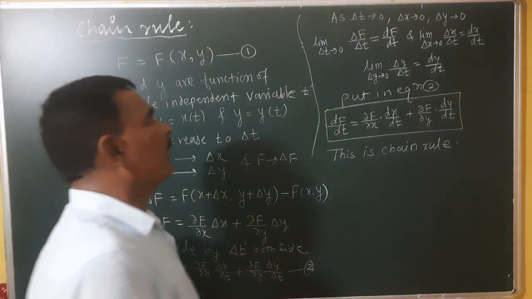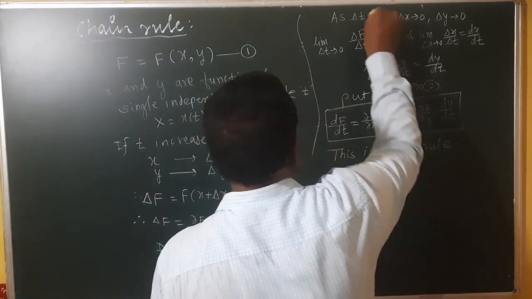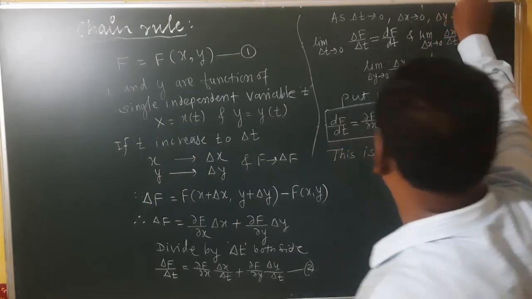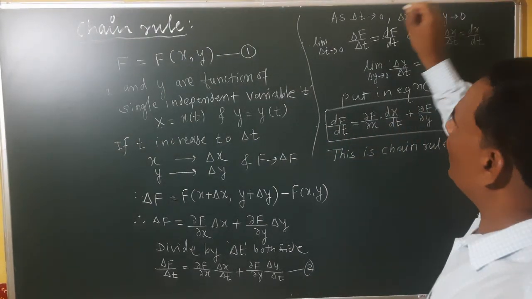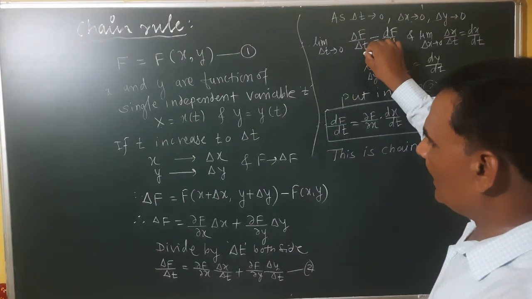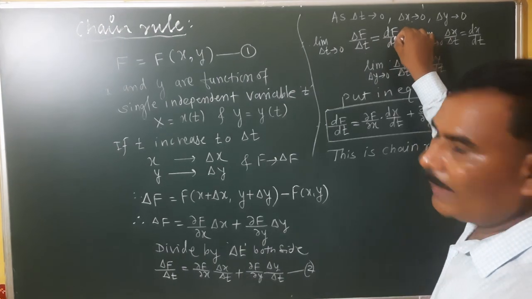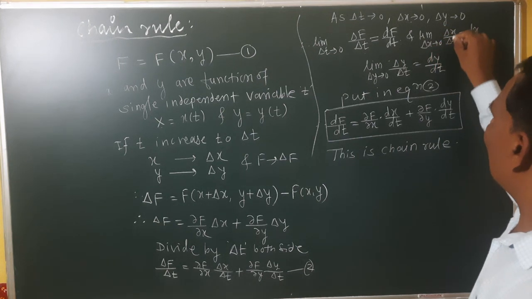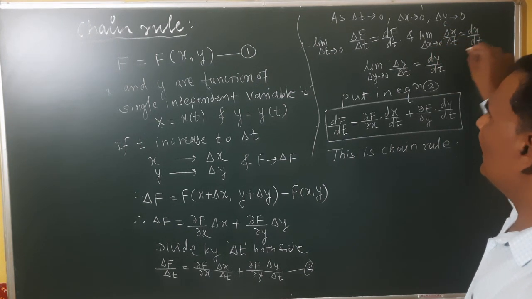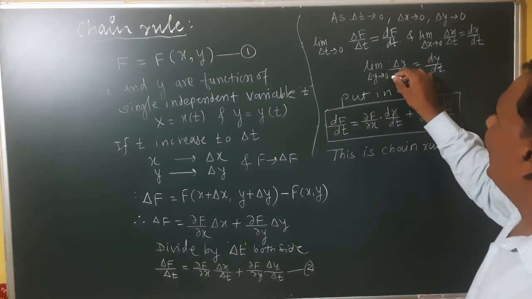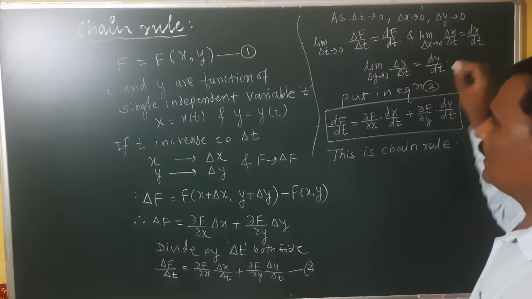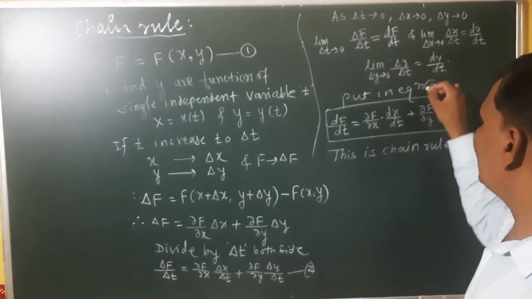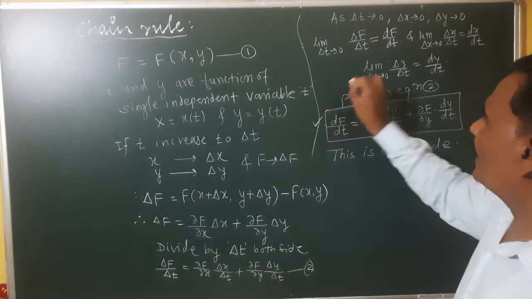From this we take the limit as delta t tends to 0, delta x tends to 0, delta y tends to 0. Limit of delta f upon delta t is what? df by dt. Limit as delta x tends to 0, delta x upon delta t is dx by dt. Limit as delta y tends to 0, delta y upon delta t is dy by dt. Substitute this in equation number 2, and we get the chain rule.